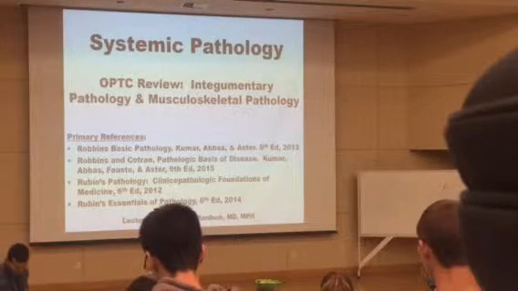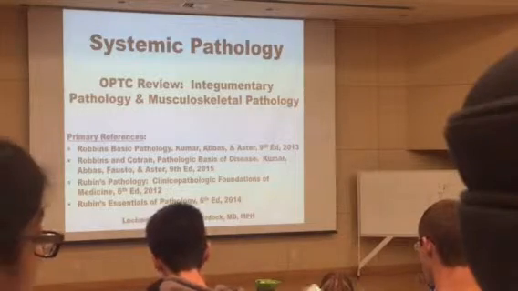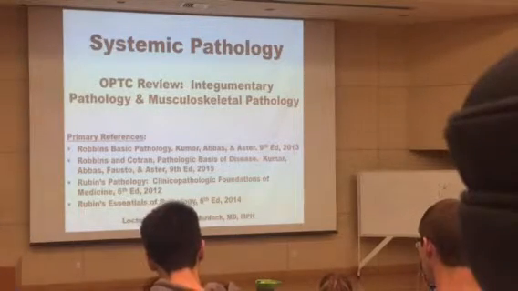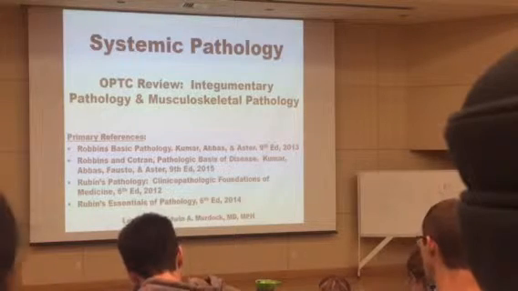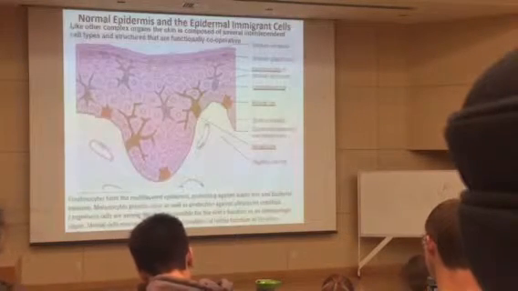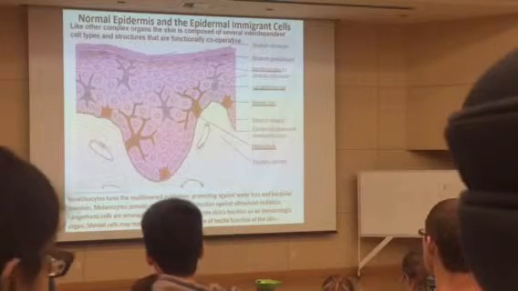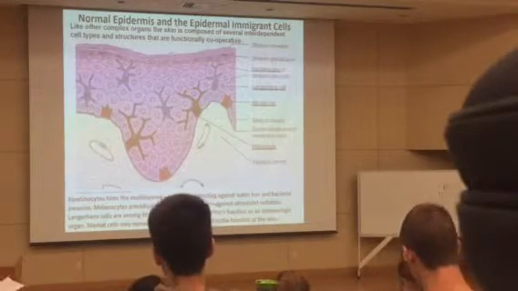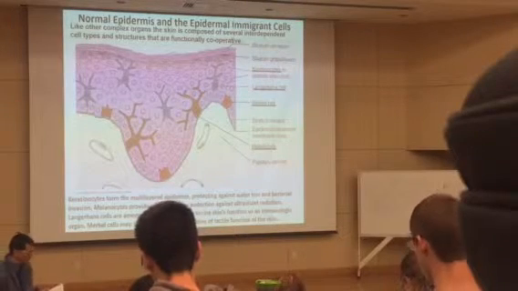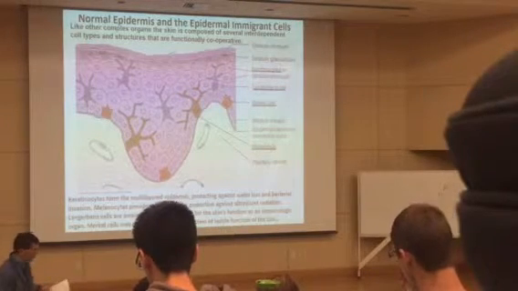By now you have the review objectives, and there are two sections. We had the integumentary or skin pathology, and we had musculoskeletal pathology. When we started off with the skin pathology, the first thing we opened with was key skin types and structures.